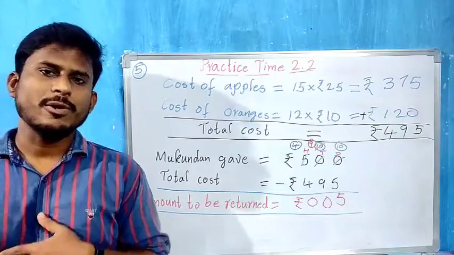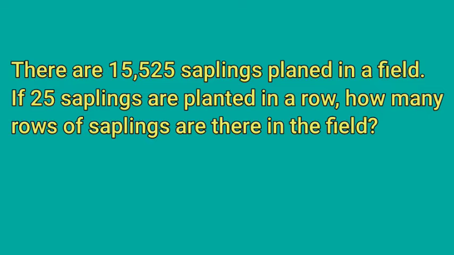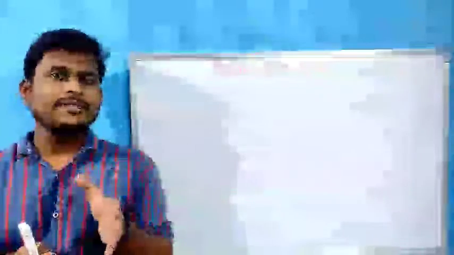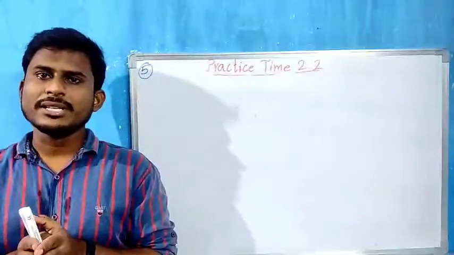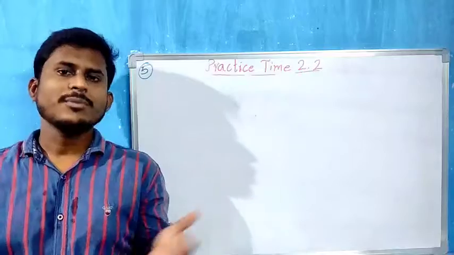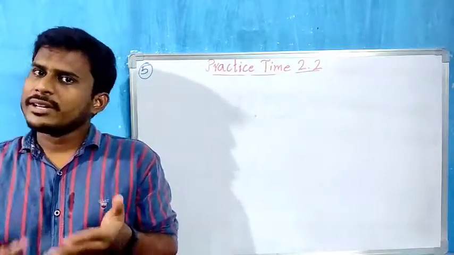Let us go for another problem. So one more question, children. There are 15,525 saplings planted in a field. If 25 saplings are planted in one row, then how many rows of saplings are there in the field? So children, here if you see, these 15,525 saplings were divided equally in some rows, children. How many rows, we don't know.